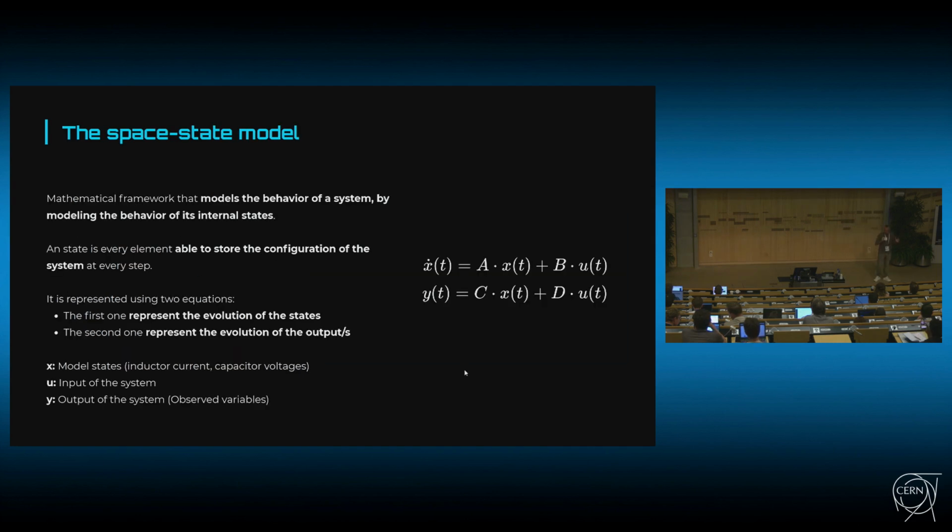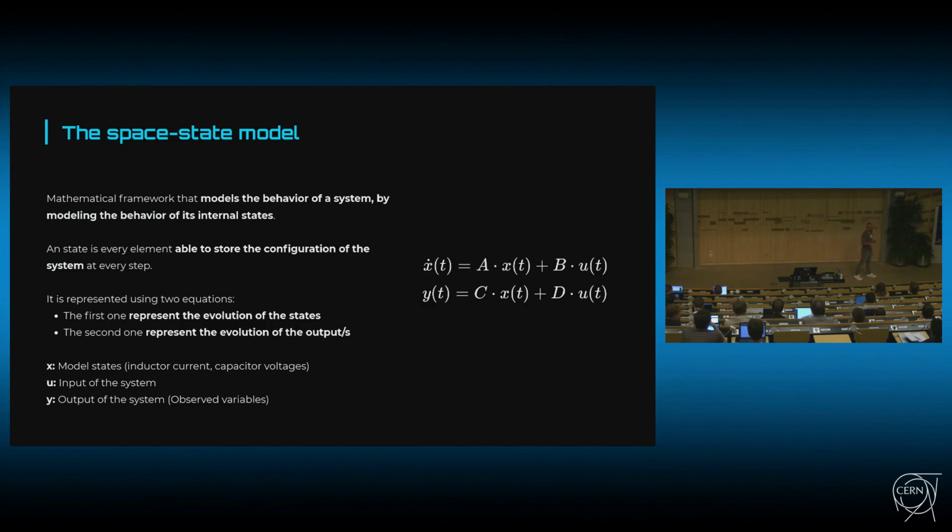Okay, so at this point, what I thought is, when I was in the university a few years ago, I remember that my control engineering professor told me about the state space model. The state space model is a mathematical framework that models the behavior of a system by modeling the behavior of each state. And a state is an element that is able to store the state of the system. For example, in a power converter, we have capacitors that store the voltage and inductors that store the current. So these will be the two states that we have in a buck-boost converter, for example.